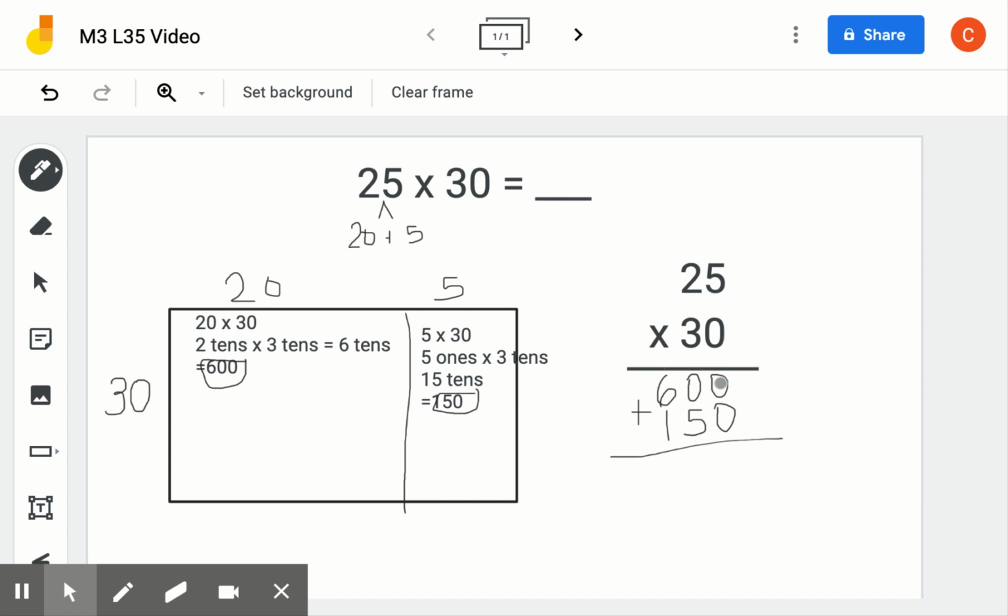So let's add. 0 plus 0 equals 0. 0 plus 5 equals 5, and 6 plus 1 equals 7. So the product of 25 times 30 is 750. The same over here. I have my partial area 600 plus 150, that's 750. So I know the answer to my multiplication equation is 750. Now it's your turn to try one on your own.